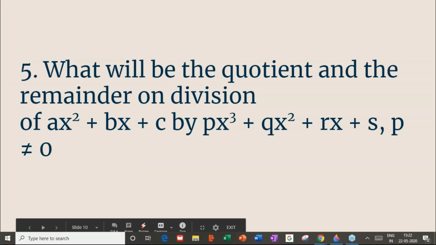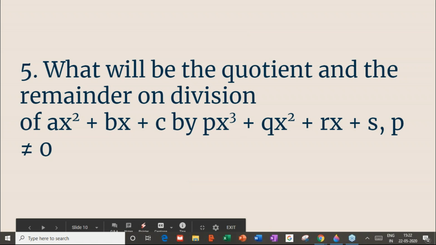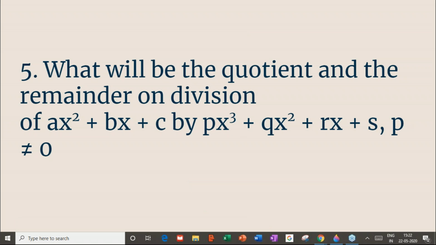Okay. This is the last question of the homework which I had assigned. Yeah, I think I had explained this in the group also, but still I'll explain it once more. What would be the quotient and the remainder on division of ax square plus bx plus c by px cube plus qx square plus rx plus s, where p is not equal to 0? Okay, so what is the basic thing here? You identify which is p of x and which is g of x.